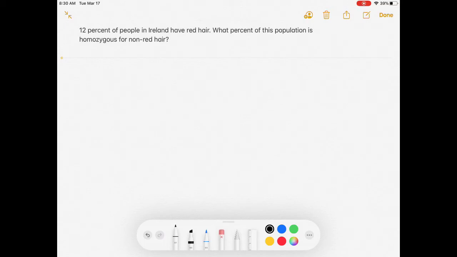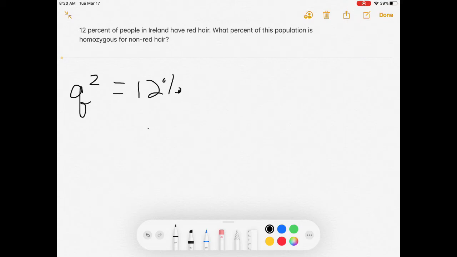All right, we have 12% of the people in Ireland have red hair. So essentially what we have is almost q squared. Remember, we are always supposed to start by finding q squared, which is the frequency of homozygous recessive individuals. Well, we don't have a frequency yet. We know that 12% of the population is homozygous recessive.